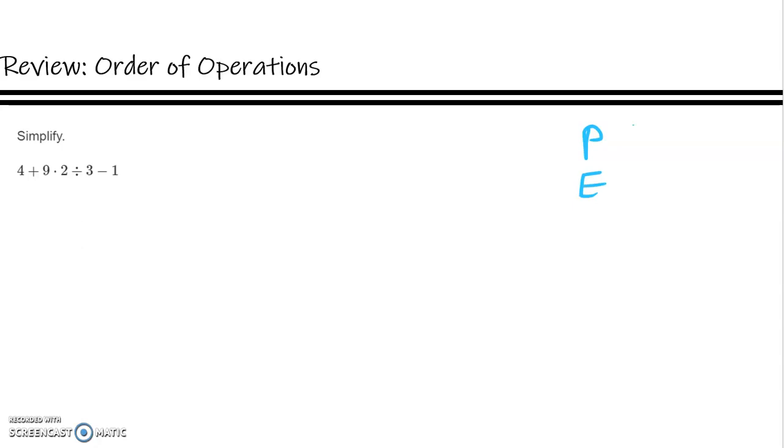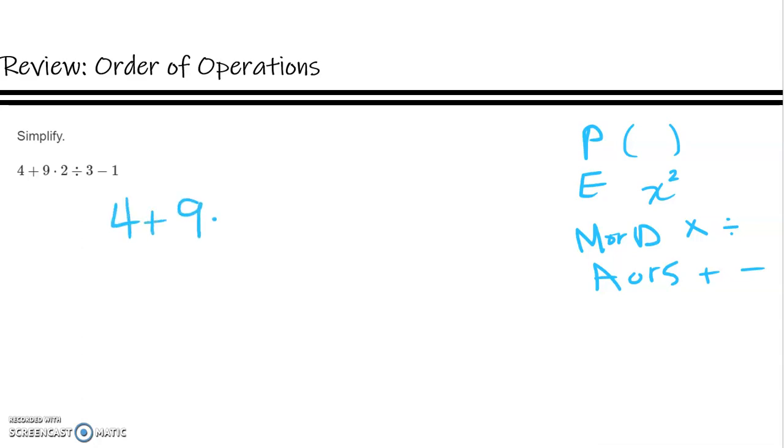Remember that we have parentheses, exponents, and it can be any number, multiply or divide, depending on which comes first, going left to right, and then add or subtract, depending on what comes first, left to right. Okay? I'm going to rewrite this so I have a little more room.